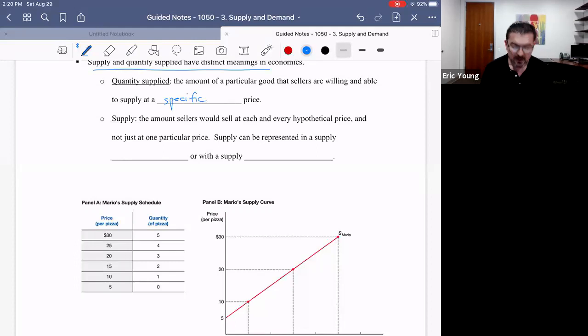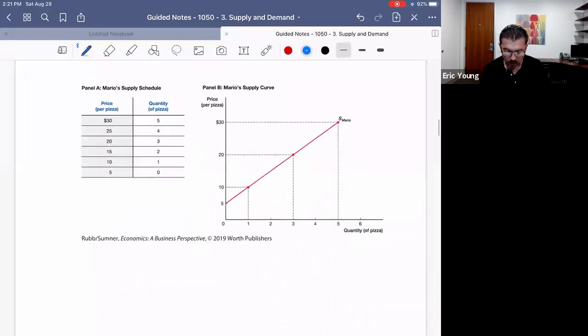Supply, on the other hand, which is the whole curve, refers to the amount that sellers will sell at each and every hypothetical price. Not just at one, but at all the different possible prices, what are all the different potential sales levels, okay? Seen a different way, again, extending from our demand discussion, quantity supplied is one particular point. Supply is the function that takes all those points together, okay? Supply can be represented, as demand could, with a supply schedule or with a supply curve, which we have here.